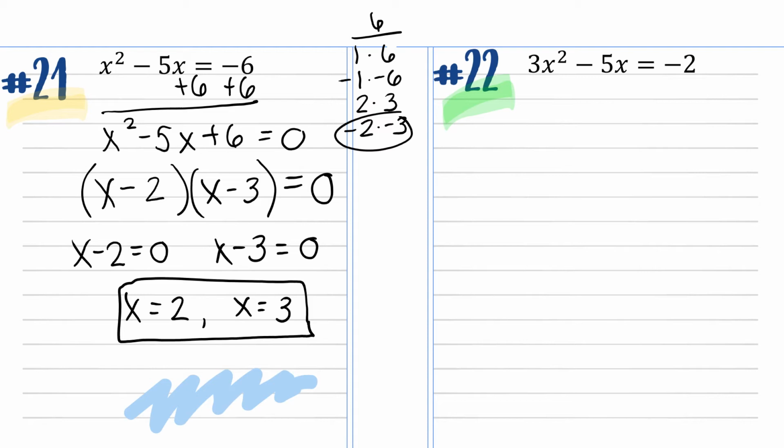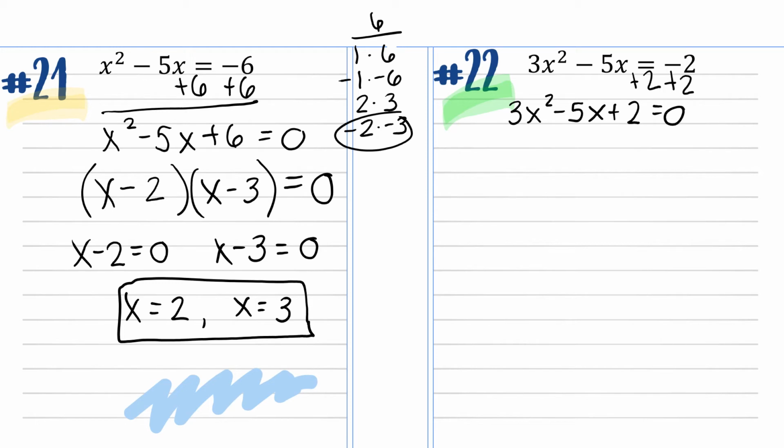Number 22 is very similar. Again, we have an equation that's not set equal to 0, so we're going to add 2 to both sides before we really get started. So we've created the equation 3x squared minus 5x plus 2 equals 0.